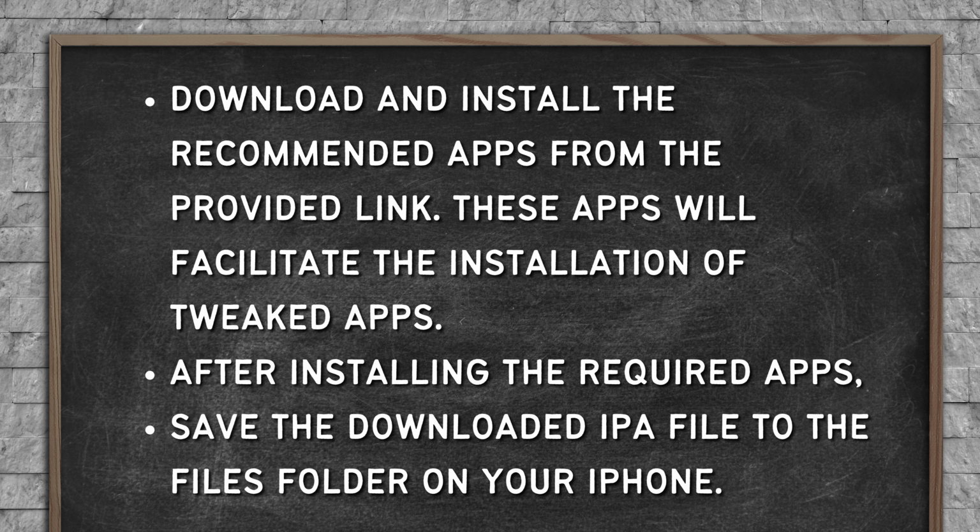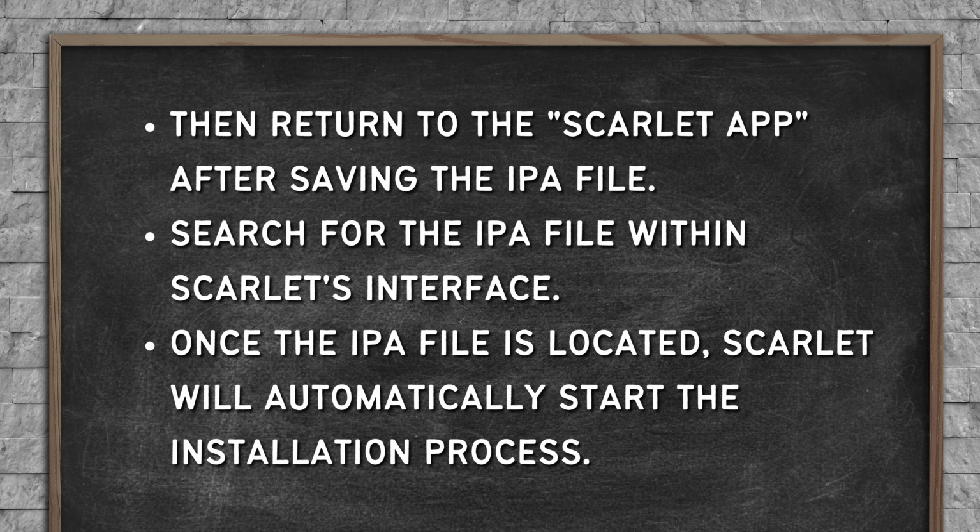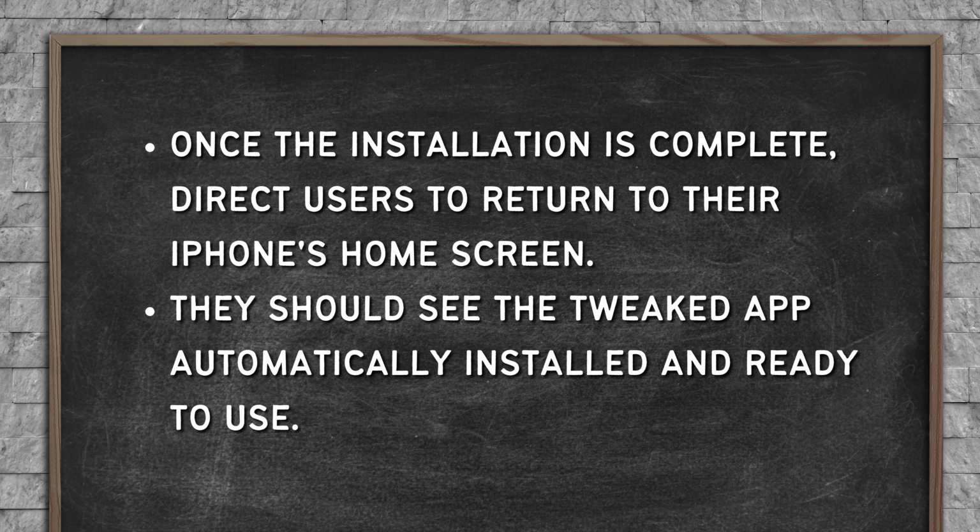After installing the required apps, save the downloaded IPA file to the Files folder on your iPhone. Then return to the Scarlet app after saving the IPA file. Search for the IPA file within Scarlet's interface. Once the IPA file is located, Scarlet will automatically start the installation process. Once the installation is complete, return to your iPhone's home screen. You should see the tweaked app automatically installed and ready to use.